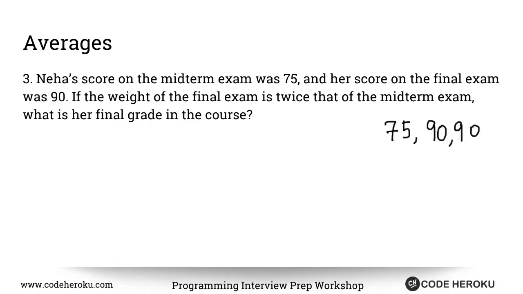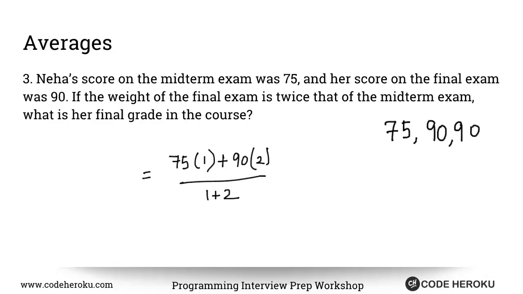So when someone says that the weight of the second exam is twice the weight of the first exam, it is the same as calculating the average of 75, 90, and 90, right? Because the second exam has twice more weight, you could think of it as a weighted average problem, but you could make it a simple average problem by just thinking of it as 75, 90, 90, right?